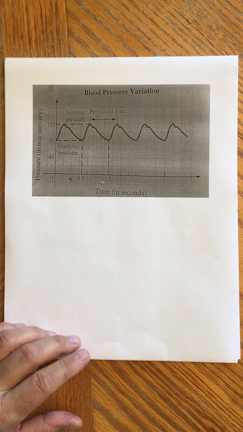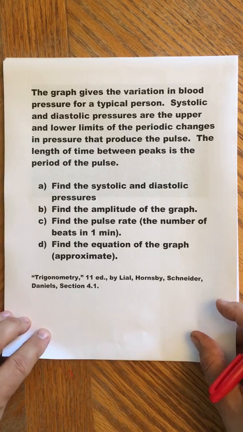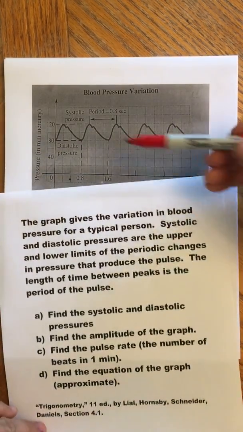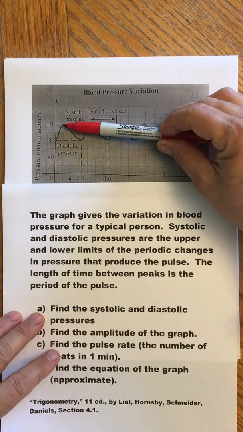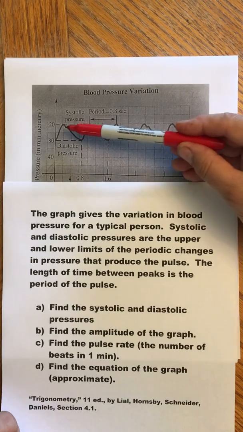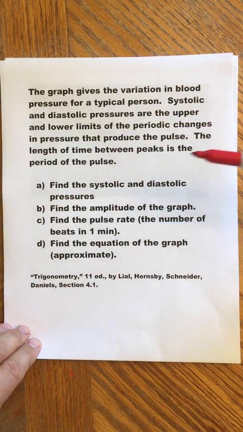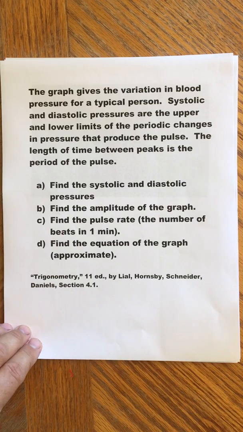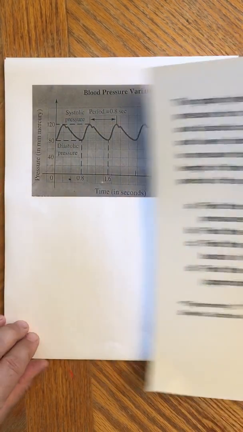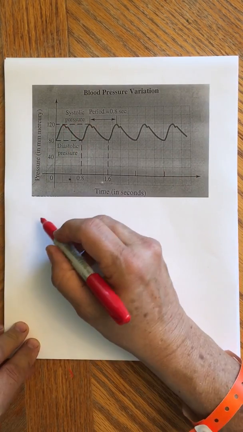All right, so they want us to find the systolic and diastolic pressures, which are the upper and lower pressures. We should be able to just look at the graph and see that the highest pressure is 120, the lowest pressure is 80. So your systolic pressure is 120, your diastolic is 80. Find the amplitude of the graph, the pulse rate, and then I added, let's go ahead and find the equation of the graph.